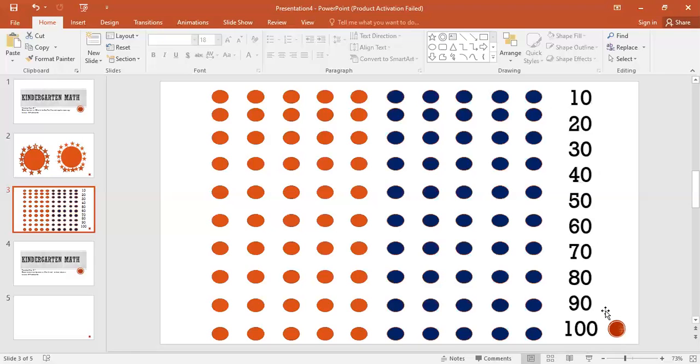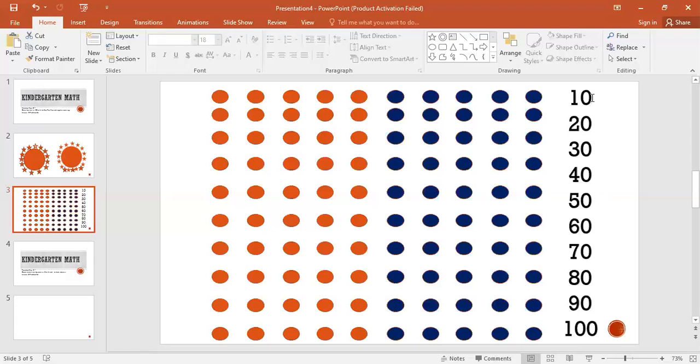What I want us to do now is we're going to count backwards from 100 all the way to 10. So let's start at 100 and we're going to count backwards to 10. You ready to count with me? 100, 90, 80, 70, 60, 50, 40, 30, 20, 10.